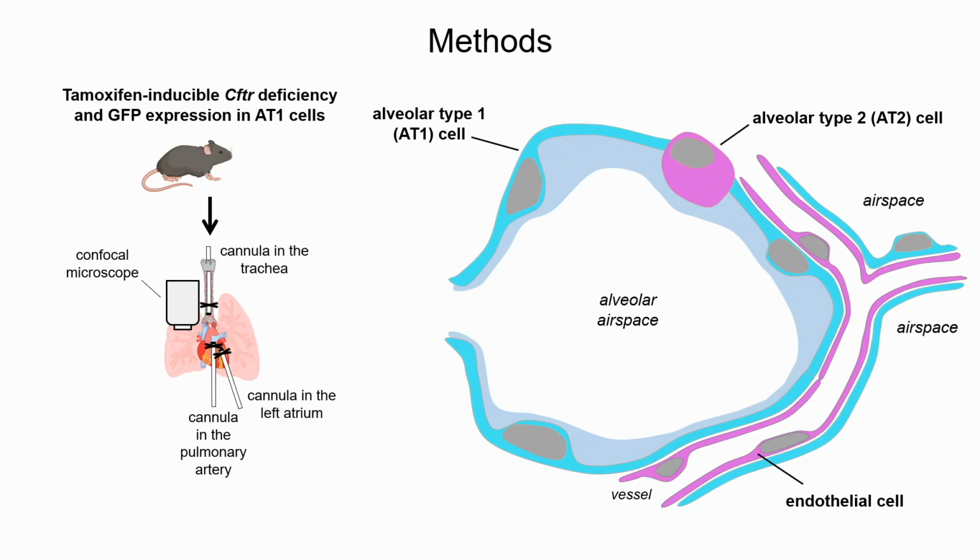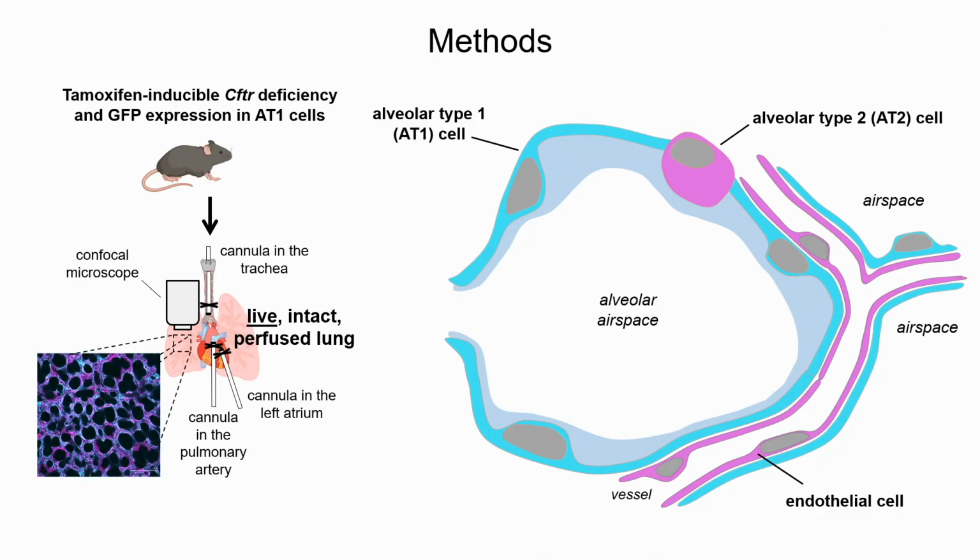Then at the end of this setup, we will have a live, intact, perfused mouse lung where we can view alveoli in real time. So this is an example image of what we see under the microscope. I will get into more details on the next slide, but briefly, you can see that the black areas are the alveolar air spaces. The cyan fluorescence is the Cre-expressing alveolar type 1 cells, and the magenta fluorescence is all the Cre-negative cells.